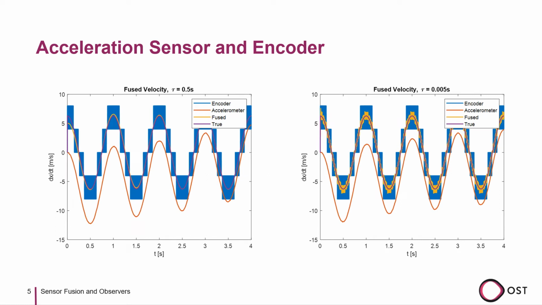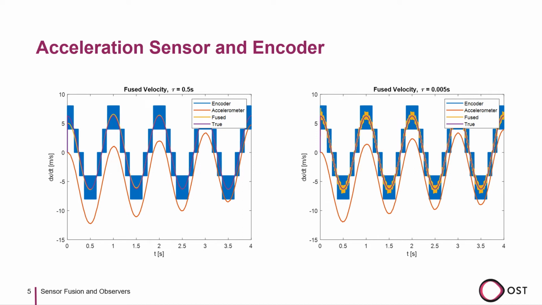Here we see the results of the observer for different values of the time constant tau. In blue we see the velocity signal derived from the encoder. We can clearly see the discretization problem. In red we see the velocity from the accelerometer. We can again clearly see the offset and drift of the signal. In yellow we see the output of the observer and in purple the true velocity.